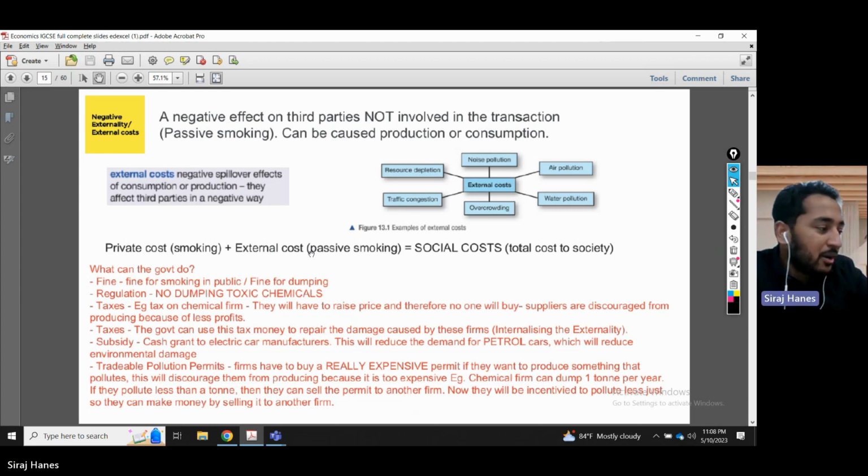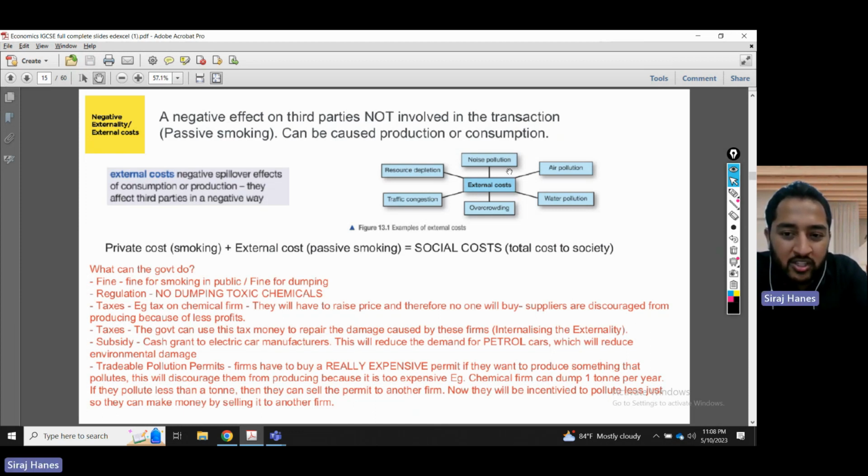But what about the person standing next to me? What about the children around me? What about people around me? They are breathing the same smoke that I'm smoking out. This is called passive smoking. Now, they are not smoking, but they're breathing the same smoke. The passive smoker is going to also pay for his lungs and all those problems now, respiratory diseases, because of me. They didn't even buy a cigarette. This is the third-party cost. Their cost is a third-party cost. This is called a negative externality, sometimes called external cost.